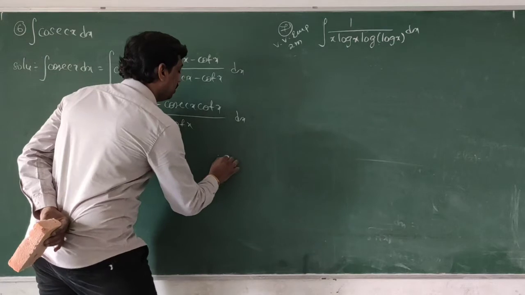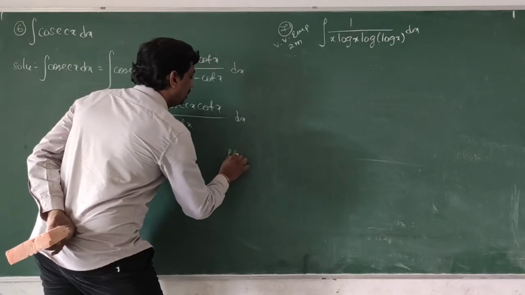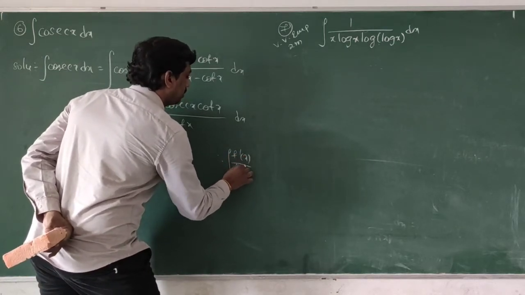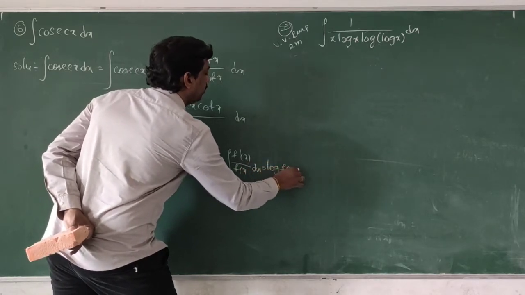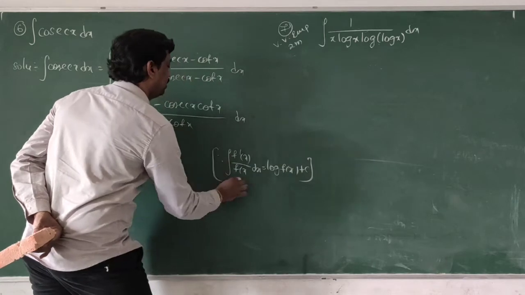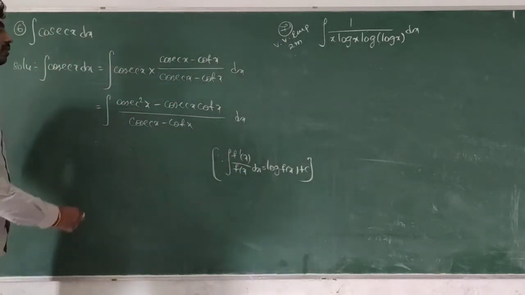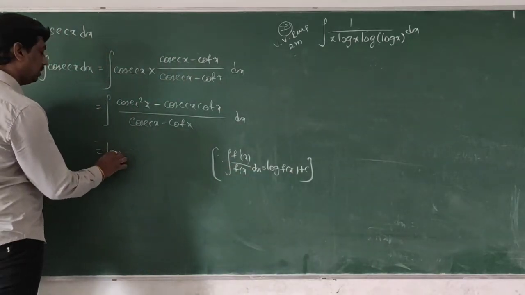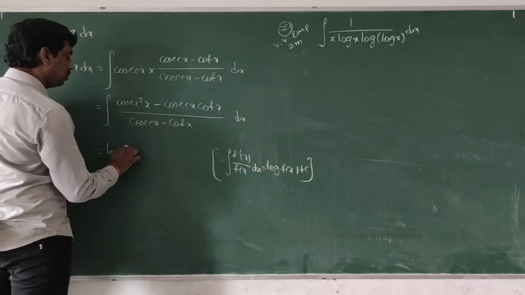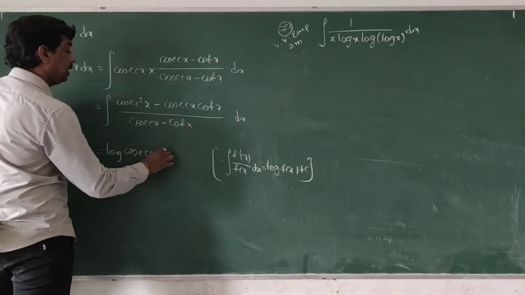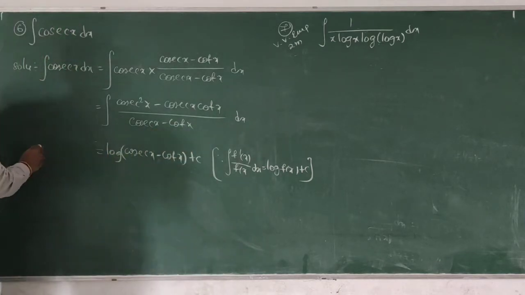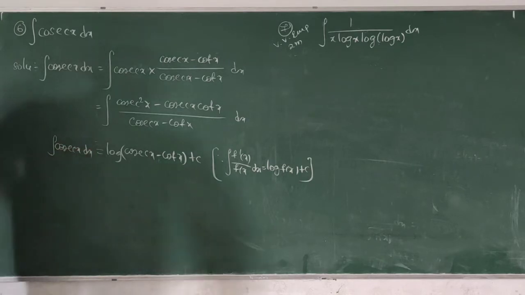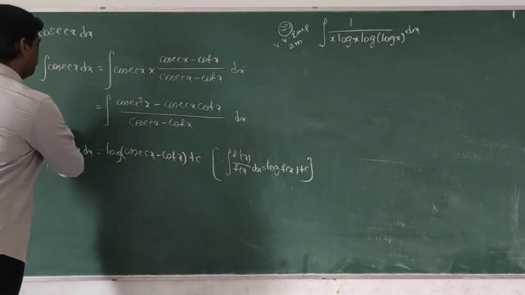That's why this is in the form of integration of f dash x by f of x dx equal to log f of x plus c. Log of f of x is log of cosecant x minus cot x plus c, which is the integration of cosecant x dx. Okay, this is also a formula.